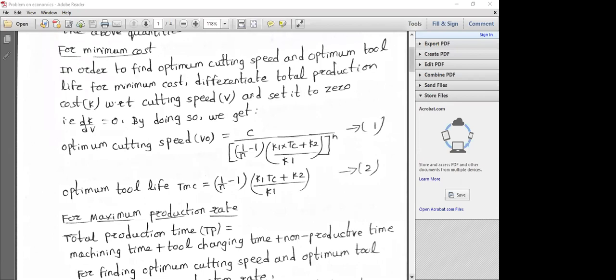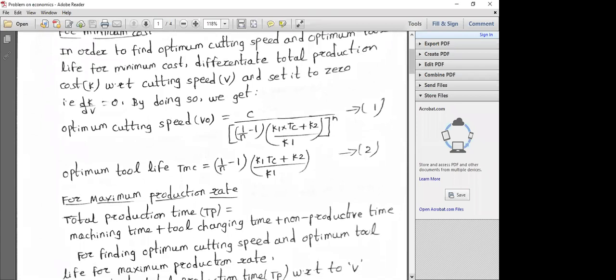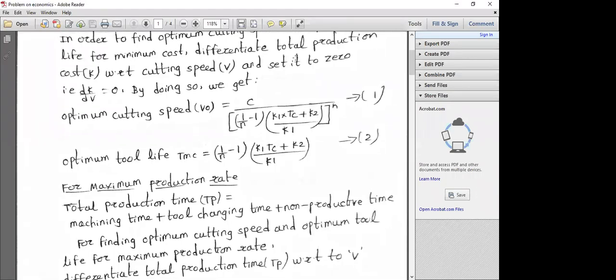So for finding the optimum cutting speed and optimum tool life for maximum production rate, in the subscript we'll put MPR, maximum production rate. These derivations are very important. You may be asked the derivations of the problem in the exam.